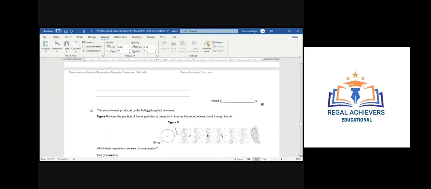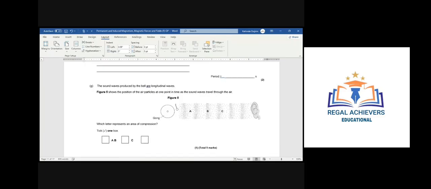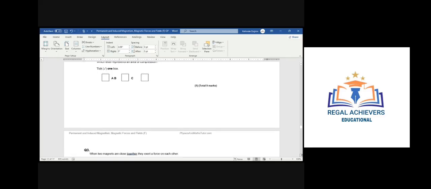The next question says the sound waves produced by the bell are longitudinal. Figure 5 shows the position of the air particles at one point in time as the sound wave travels through the air. Then it says, which of the letters represents an area of compression? It's going to be at the midpoint that we have the area of compression.